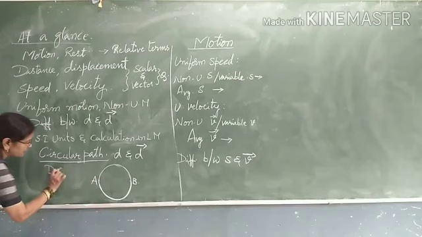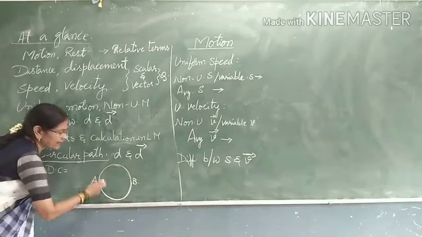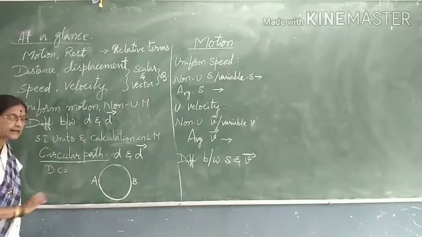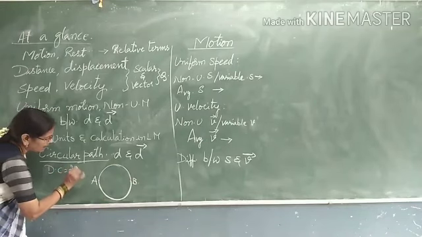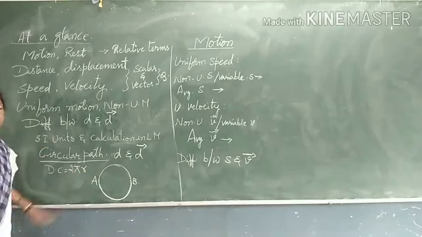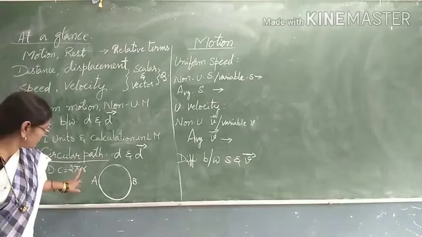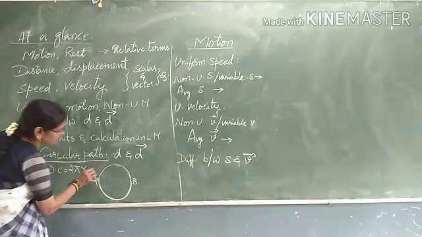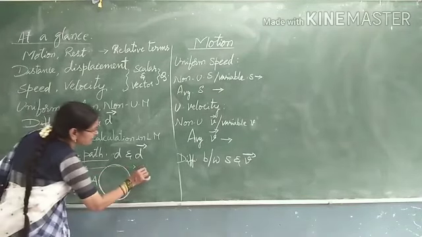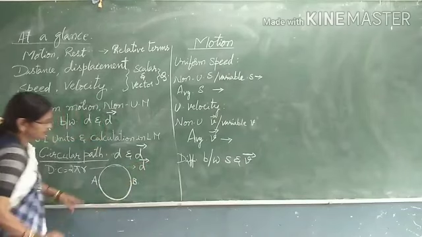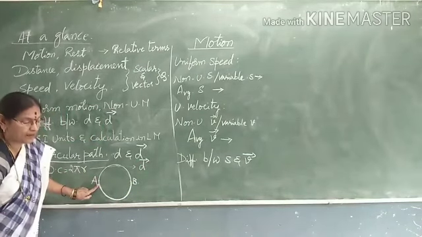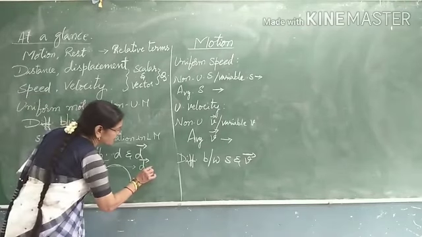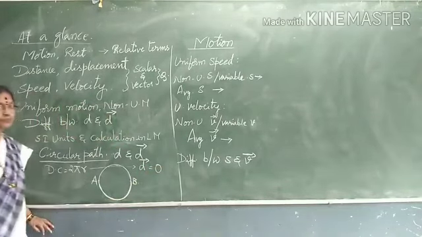Distance covered is equal to the total circle, no? So the circumference of the circle. What is the circumference of the circle? 2 pi r. This is the distance covered. Now what is the displacement for this distance covered? Since the initial position is A and the final position is also A, displacement is equal to 0.